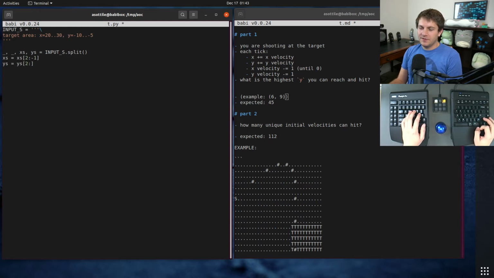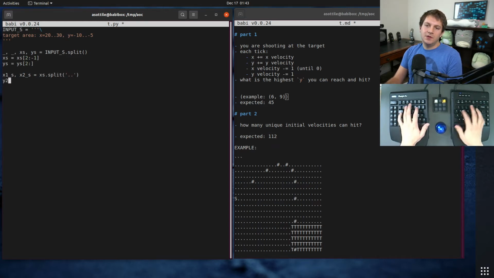Okay, so that chops off those characters. Then we need to split it. X1, X2 = XS.split on "..". Y1, Y2 = YS.split on "..". And then X1, X2, Y1, Y2.